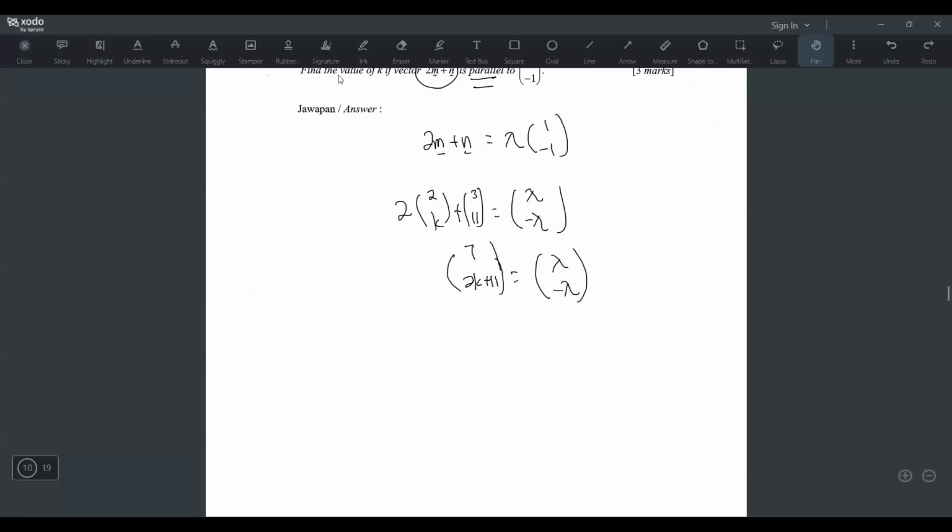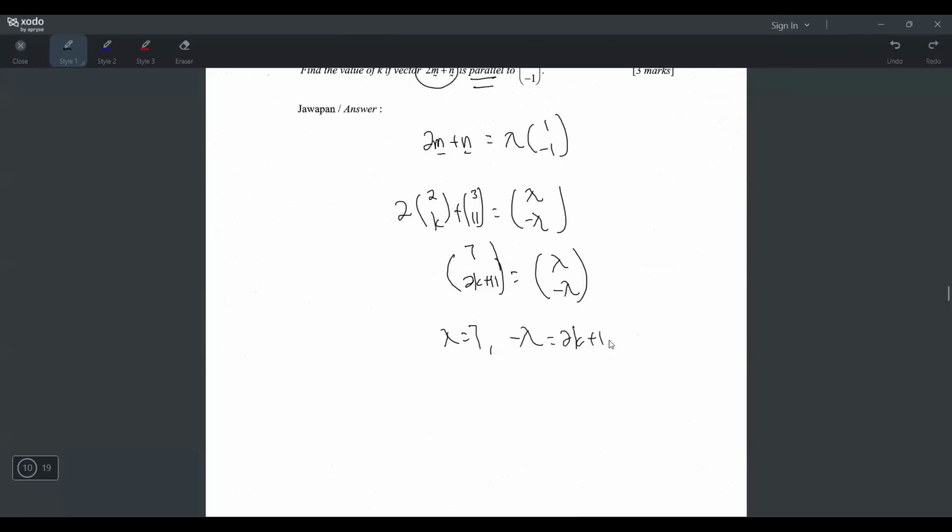Now you can compare. When you compare, you must compare i with i, j with j. It means top with top, bottom with bottom. So lambda equals 7. And then negative lambda equals 2k plus 11. But since lambda is 7, so negative 7 equals 2k plus 11. And then 2k equals, move over becomes minus, negative 7 minus 11, negative 18, divide 2, negative 9. So this is your final answer. Okay, done.